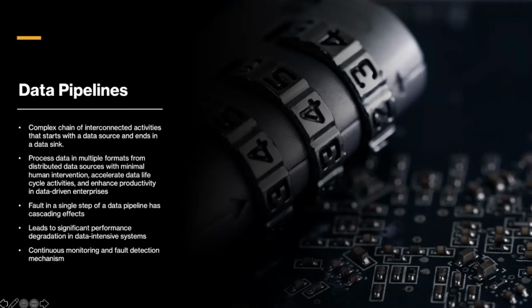Data pipelines are nothing but a complex chain of interconnected activities that starts with a data source and ends in a data sink. They can process data in multiple formats from distributed data sources with minimal human intervention, accelerate data lifecycle activities, and enhance productivity in data-driven enterprises. A fault in a single step of a data pipeline has cascading effects and can lead to significant performance degradation in data-intensive systems. Therefore, we need continuous monitoring and a fault detection mechanism.